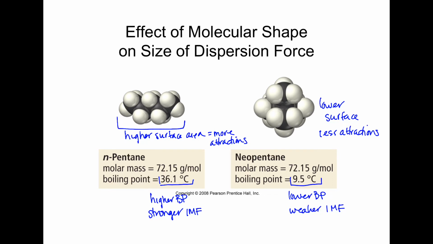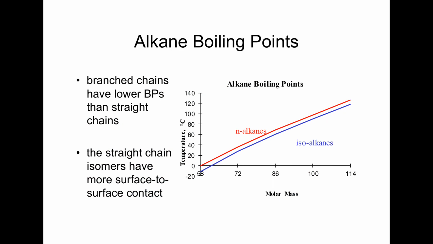Now, some other words that are associated with these molecules, these are called branched chain, the ones that look more like a star, and these are called straight chain. And when we look at them compared to each other, this is a graph of boiling point versus molar mass, and these are the straight chain. The isoalkanes are the branched chain.